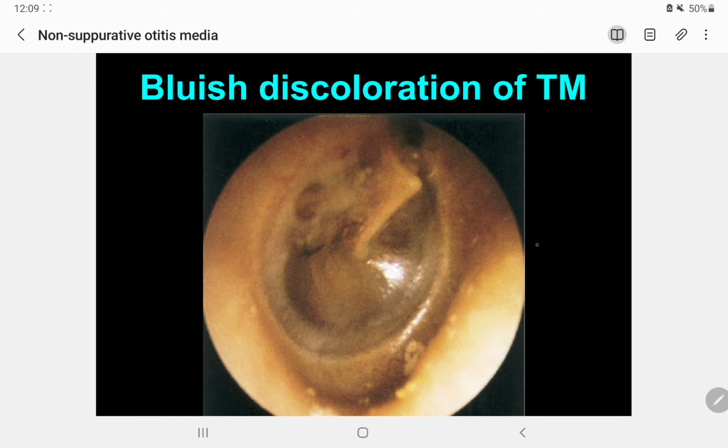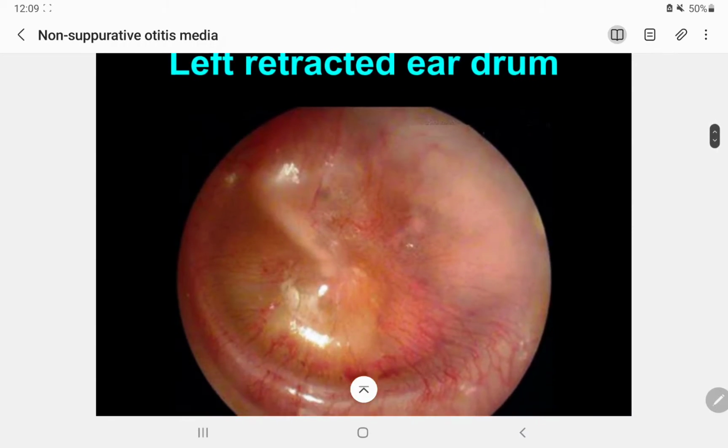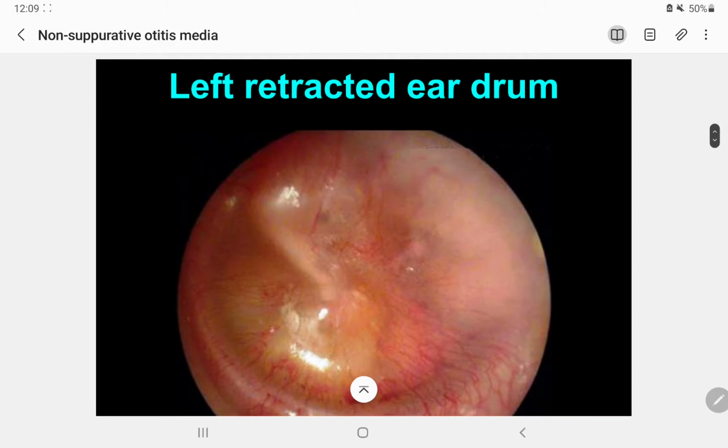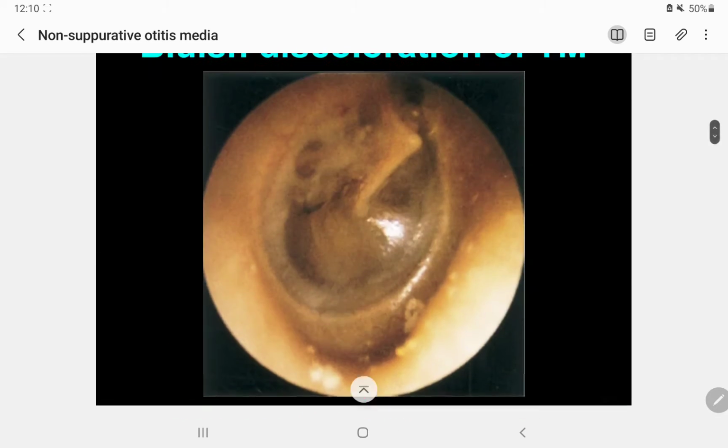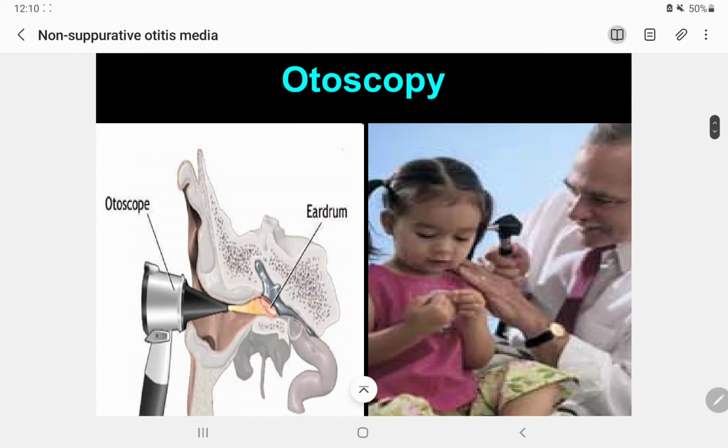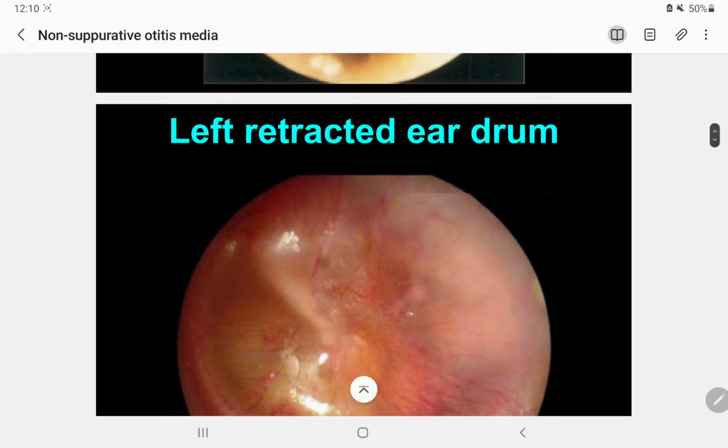So we can see that bluish discoloration of the tympanic membrane. And then we can also see, like in the early stages, the retracted tympanic membrane, right? So the eardrum, this is retracted, that this doctor right here is seeing. Suppose this girl child has otitis media with effusion, then these are all the findings we are describing, right?